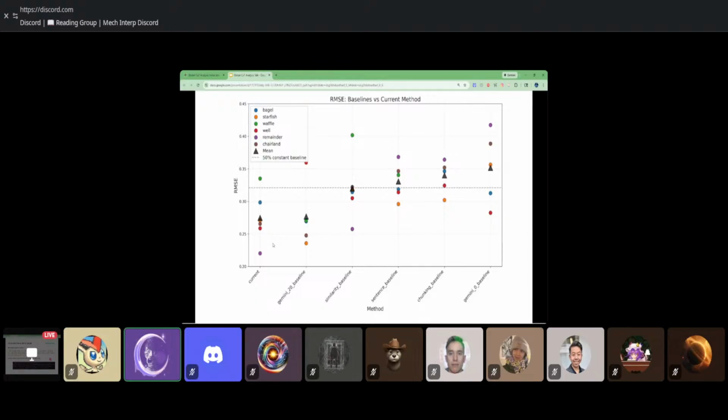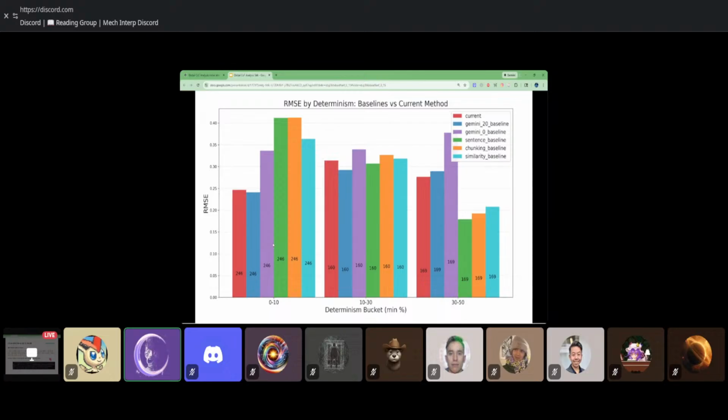Okay. So if you look at the low determinism bucket, you see that our method and a Gemini baseline do quite well on this, versus something like the sentence and chunking and a similarity baseline. That baseline basically just embeds a rollout using a sentence transformer, and then compares its cosine similarity to every single existing rollout in our map, in our graph, and sees which ones it's most similar to, and uses the top 20 of these and then computes the score like Daria mentioned previously in the same way.